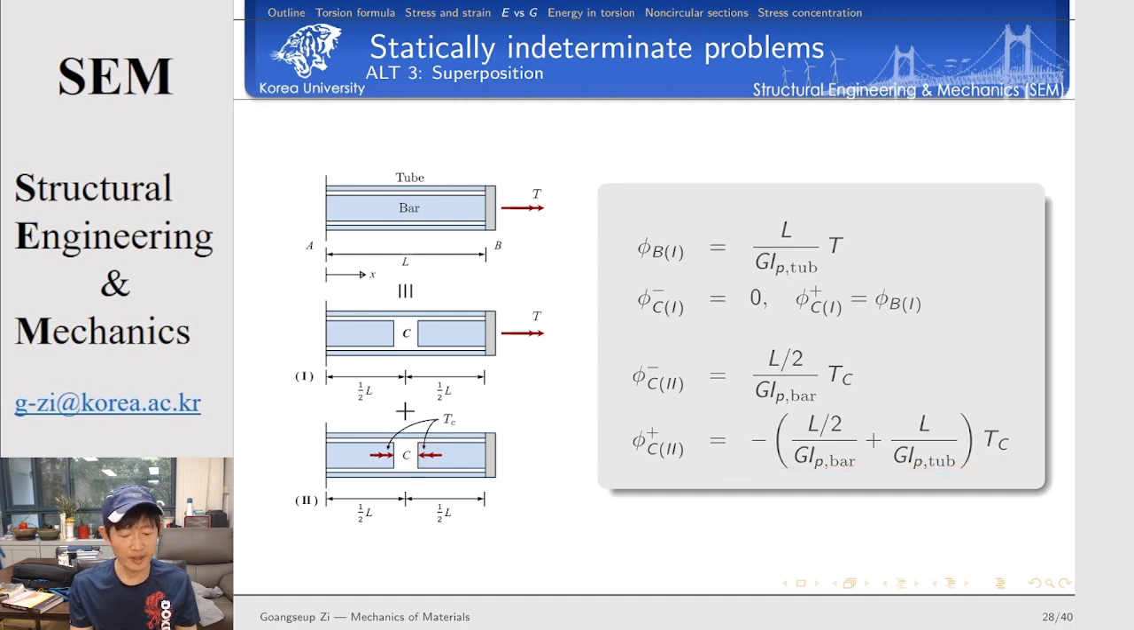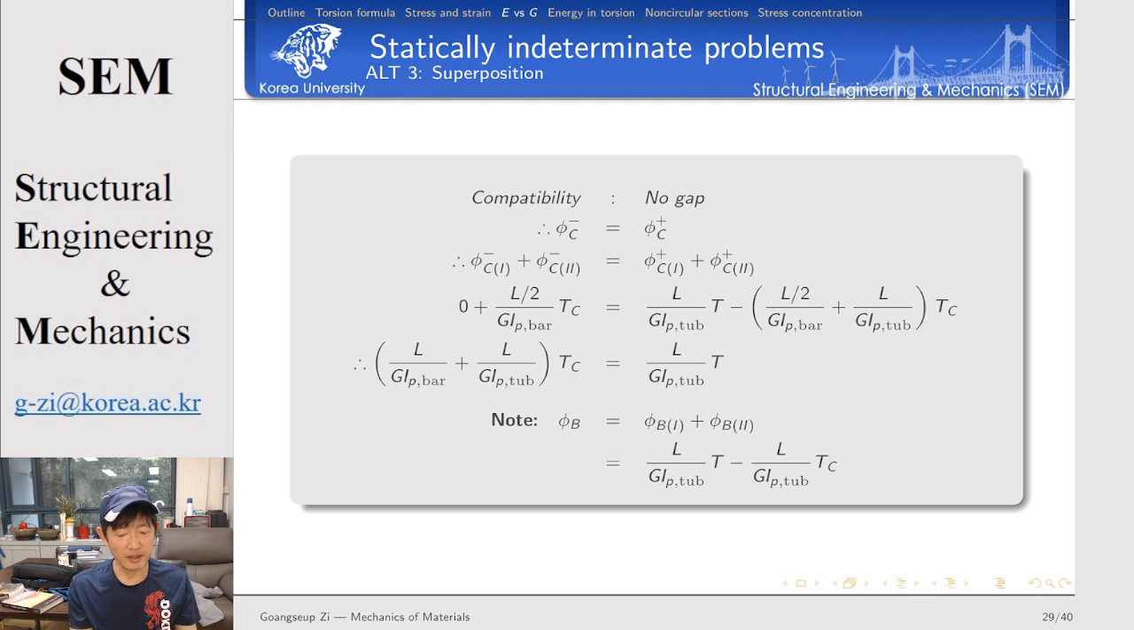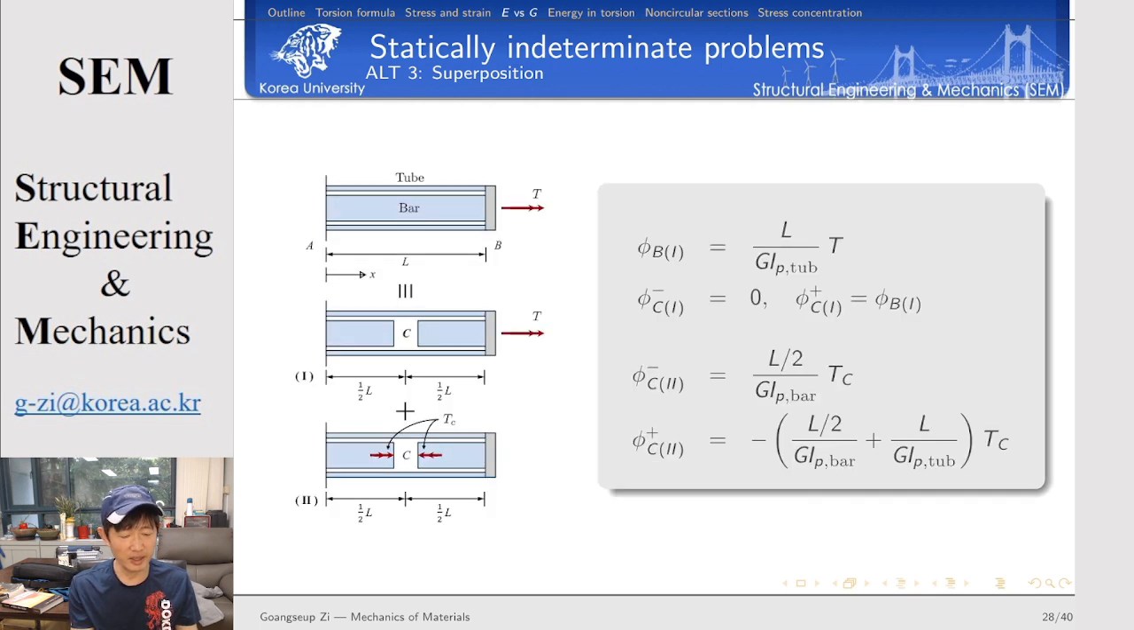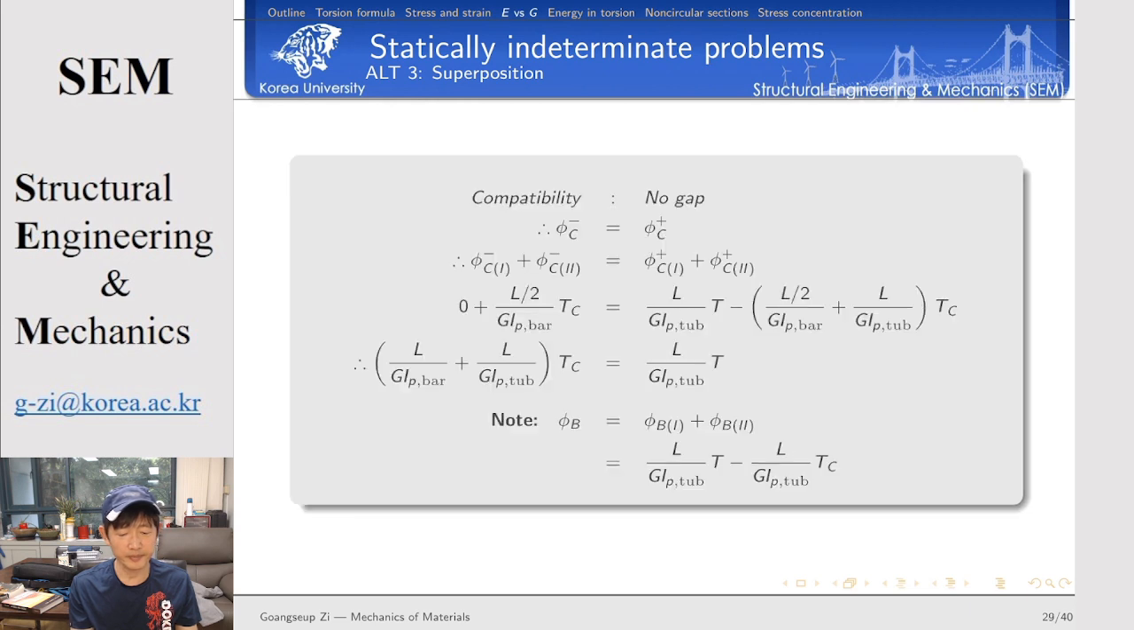And then let's consider compatibility. Make sure that this is one piece. One piece means there is no gap. No gap means that eventually the angle of twist measured at point C a little bit to the left-hand side and the angle of twist measured at point C a little bit to the right-hand side should be equal to each other. That means no gap.